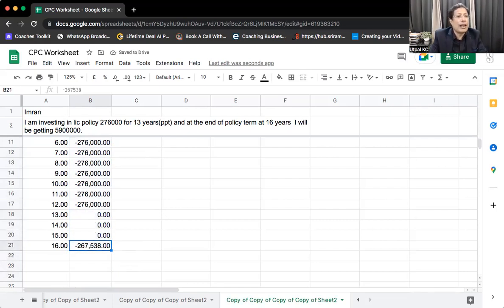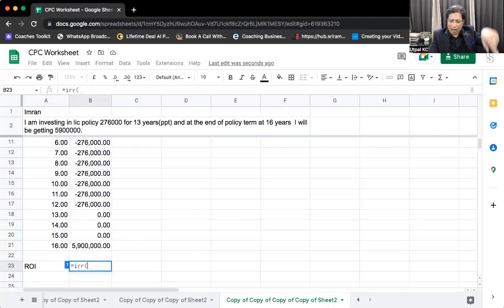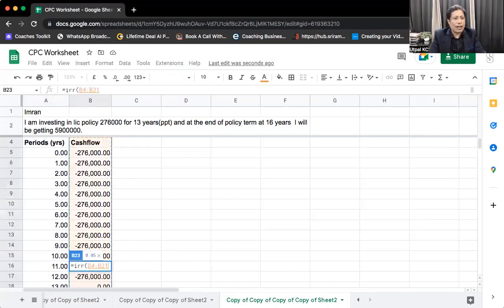And here you are getting 59 lakhs. That's it, simple. So now you know what you'll have to do. Tell me what you'll have to do to find out the return. Simply, you'll have to do IRR. You can do XIRR also, but for that you'll have to give the dates.